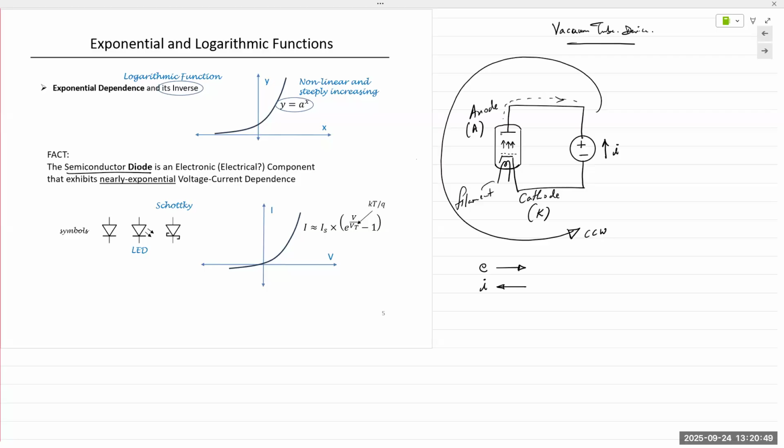Well, just because of the circuit schematic. If I moved the voltage source to the other side, it doesn't change the circuit at all. It would just be a clockwise direction. It doesn't really matter.